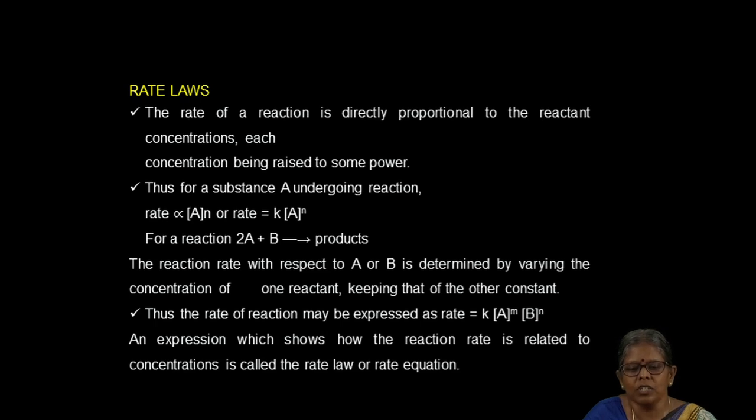For a bimolecular reaction, that is 2A plus B gives product, the rate of the reaction can be expressed as rate equals K times A raised to the power M and B raised to the power N. Here M and N need not be the stoichiometric coefficients of the reactants. The stoichiometric ratio need not be the power of the concentration of the reactants.